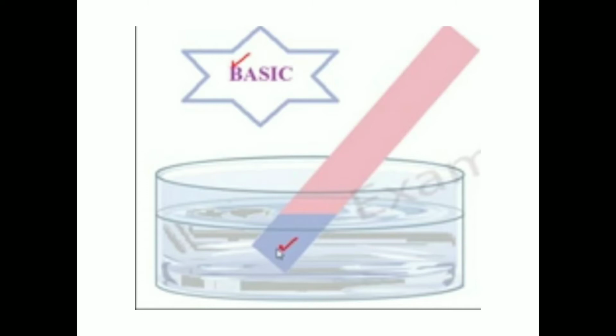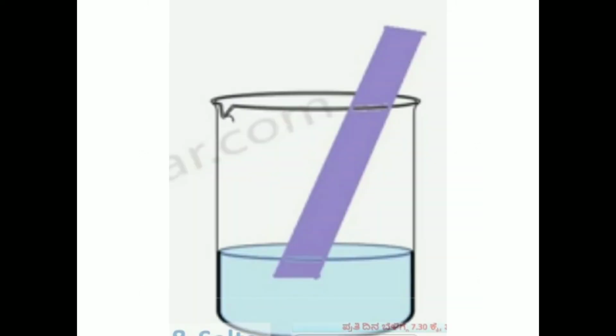Now you might ask, what happens in a neutral solution? In the case of a neutral solution, there would be no change in color. Whether you put in a red litmus paper or a blue litmus paper, both of them do not change their color. An important thing to note here: whenever you have to test whether a solution is neutral or not, you have to perform the test with both red litmus paper as well as blue litmus paper.